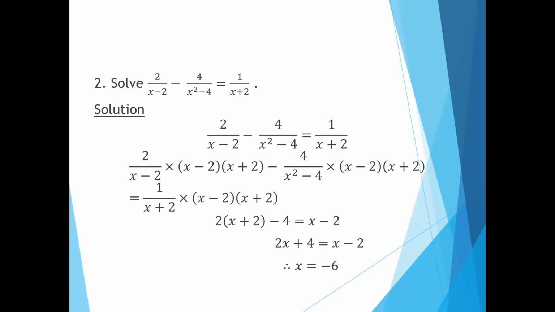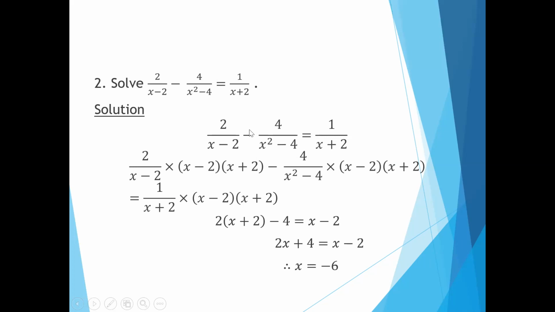Now the next question we want to look at is we want to solve 2 over x minus 2 minus 4 over x squared minus 4 being equal to 1 over x plus 2. So for this one too, we'll look at the LCM. So the LCM will be this and that. Now when we multiply x minus 2 and then x plus 2, the result will give us x squared minus 4. So the LCM will be this times that, and then we'll multiply every term here, both the left-hand side and the right-hand side, by the LCM, the lowest common multiple of that.